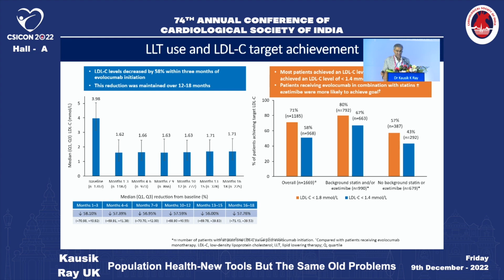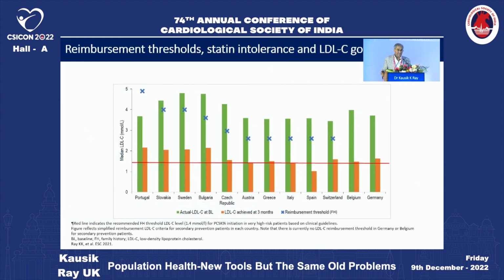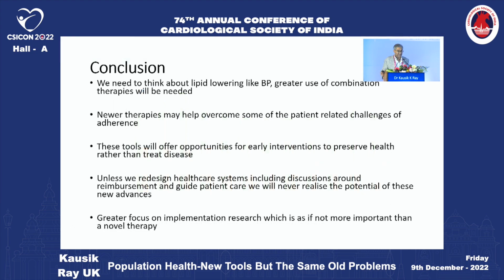We've got to think about combination therapies, which is really what's shown in the middle. And that means we've got to basically lower the reimbursement threshold. These were the LDL levels in that registry. So we've got to have these discussions about how we implement some of these tools to change population health.